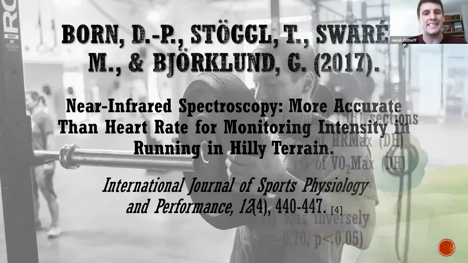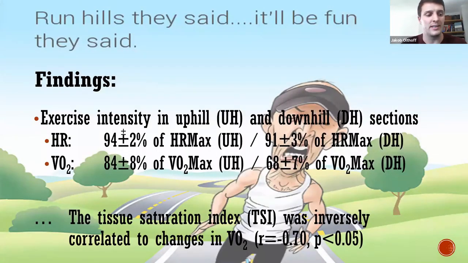Luckily, we have some researchers looking at such things with higher scientific standards than what I was showing here. So what they did is they let people run in hilly terrain and found heart rate did not really change. VO2 max, however, was high running uphill, so higher effort, and lower running downhill, where participants could recover. And VO2 max, the gold standard of all measurements, was inversely correlated with tissue saturation index, so basically what we would call muscle oxygen saturation.